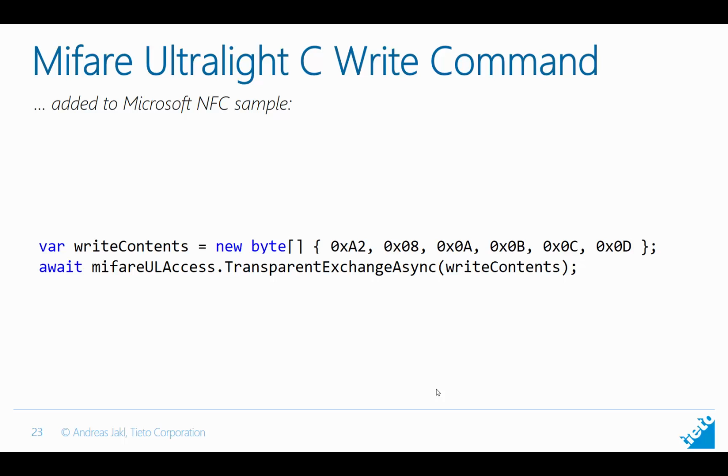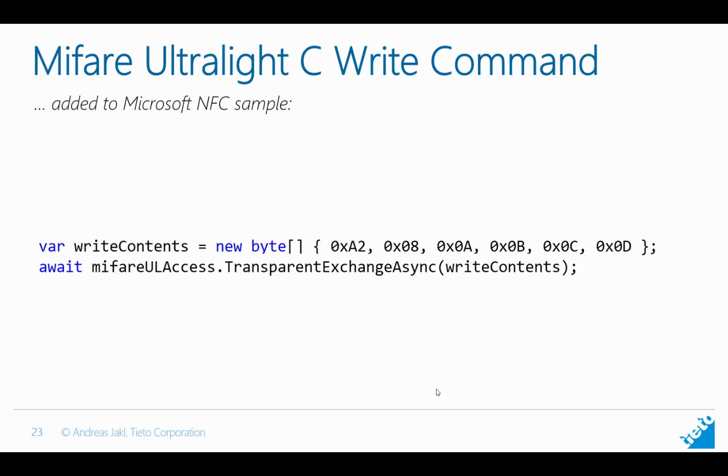So one example of those is MIFARE Ultralight C. This is one of the most common NFC formats and tags. What's the reason for it? It's actually because it's very cheap. So a MIFARE Ultralight C tag is very, very cheap to get. And this is why they are so common.